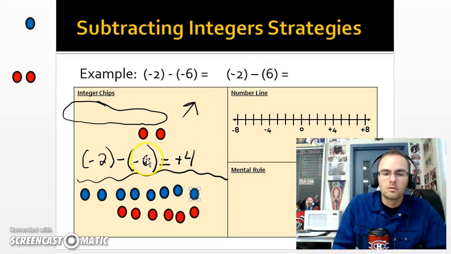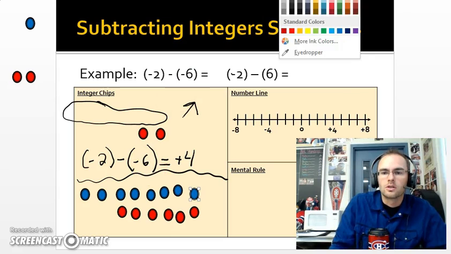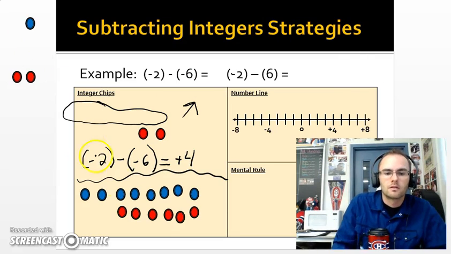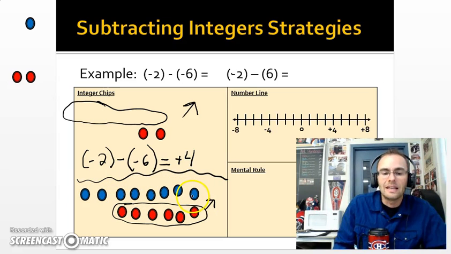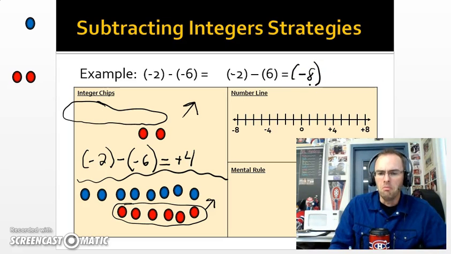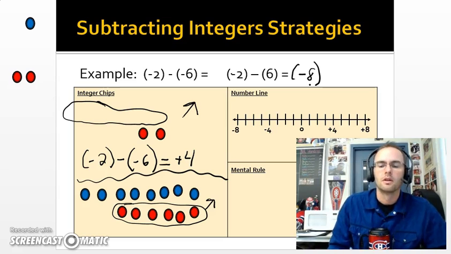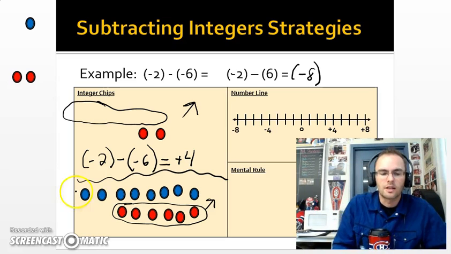So now I can just simply draw and take away +6, and I'm left with 1, 2, 3, 4, 5, 6, 7, 8 negative. So my question of -2 minus +6 actually equals -8. That's very interesting. And we'll go through that as well with the other strategies.